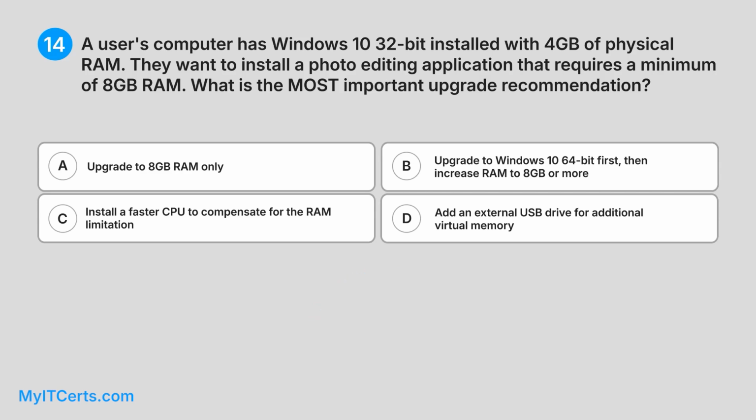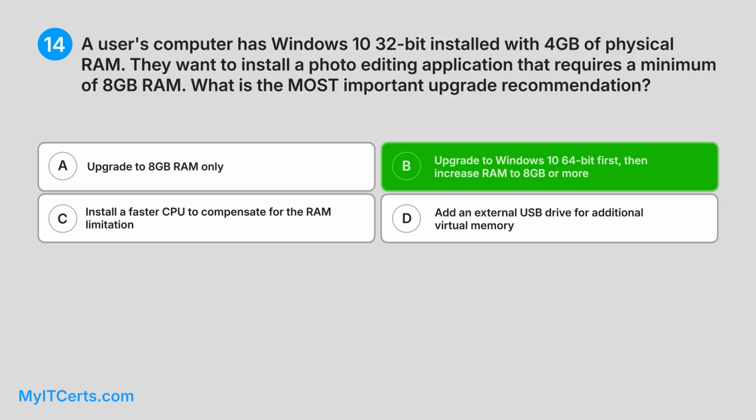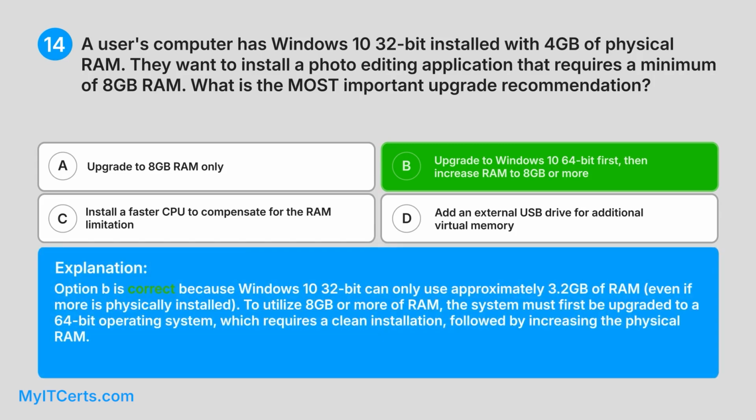Correct answer: B. Upgrade to Windows 10 64-bit first, then increase RAM to 8 GB or more. Explanation: Option B is correct because Windows 10 32-bit can only use approximately 3.2 GB of RAM, even if more is physically installed. To utilize 8 GB or more of RAM, the system must first be upgraded to a 64-bit operating system, which requires a clean installation, followed by increasing the physical RAM.